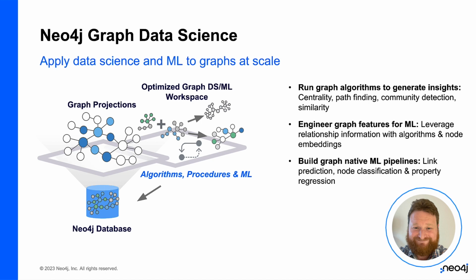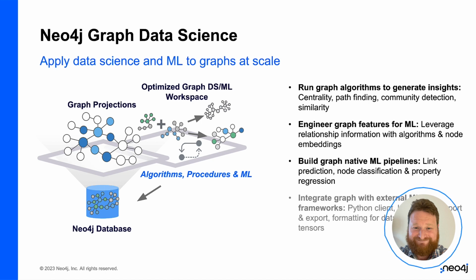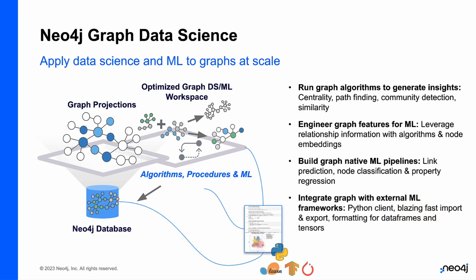Engineering features from the structure of the graph, building entire pipelines, native ML pipelines for doing things like classification and regression and predicting links or relationships between different entities, and also integrating with other external machine learning frameworks. So we have a Python client, you can move data really efficiently in and out of that environment, integrate graph features inside of more general purpose machine learning frameworks, and all that sort of good stuff.